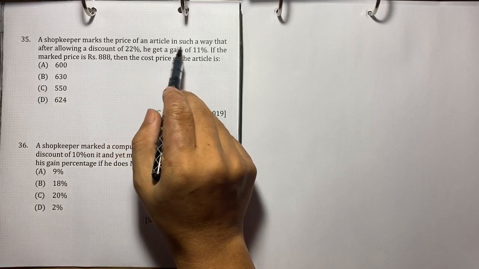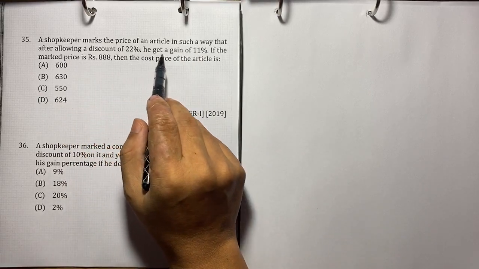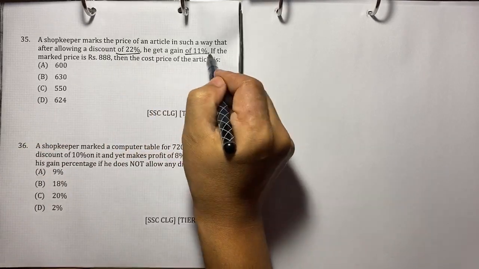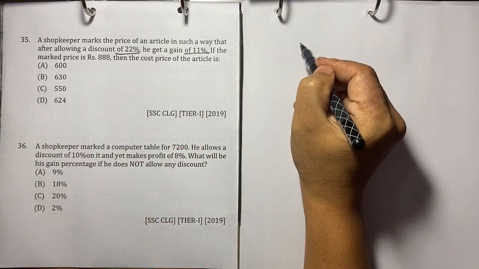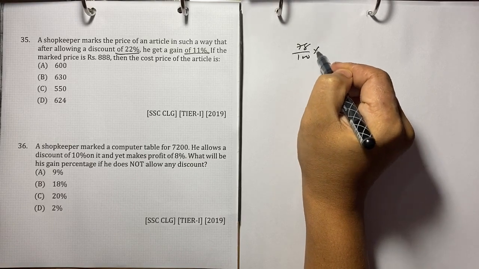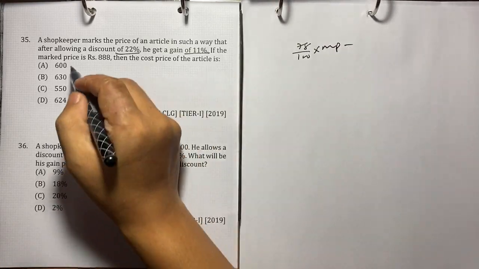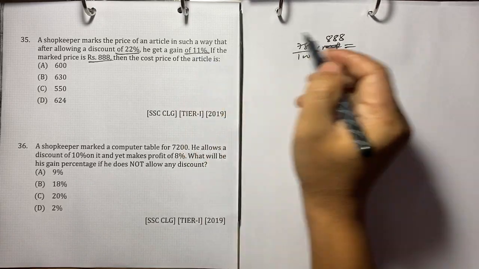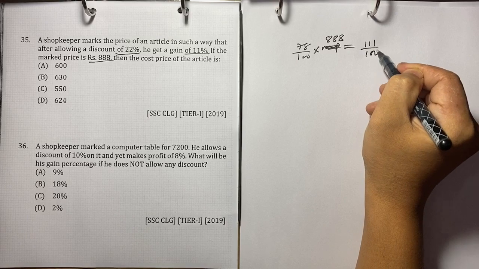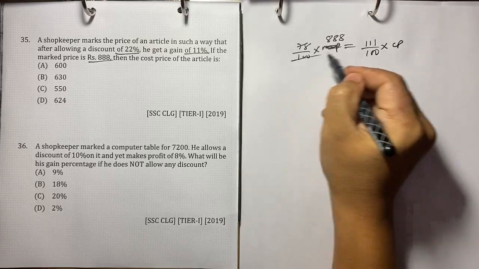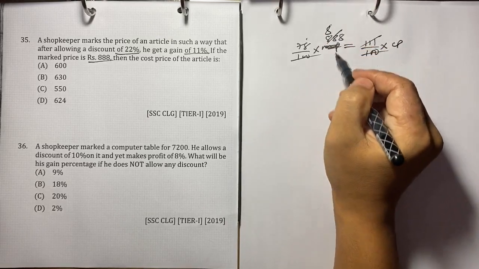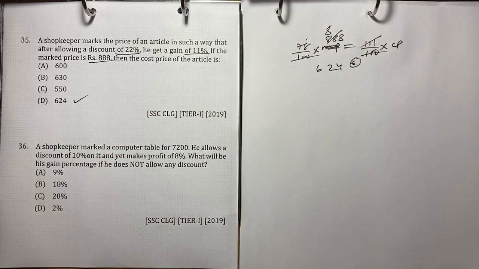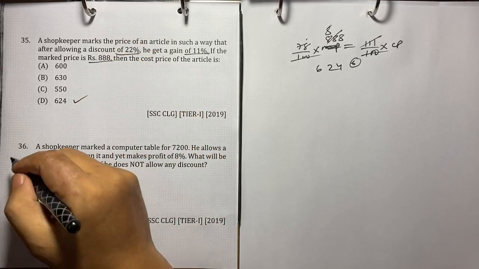A shopkeeper marks the price of an article in such a way that after allowing a discount of 22%, he gets a gain of 11%. Discount 22%, gain 11%. This is the same thing. 78 divided by 100 into mark price. The mark price is 8880, equals gain 111 divided by 100 into cost price.